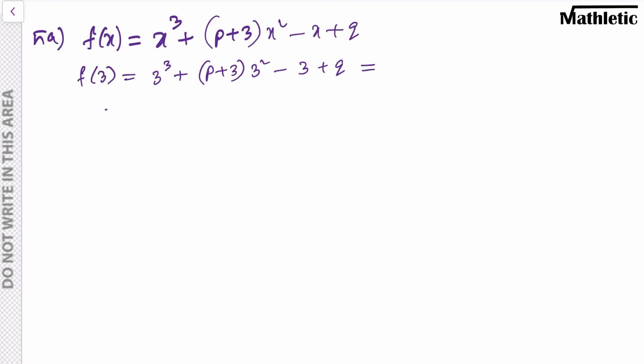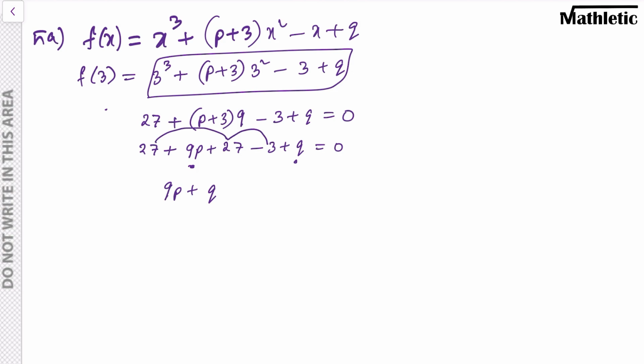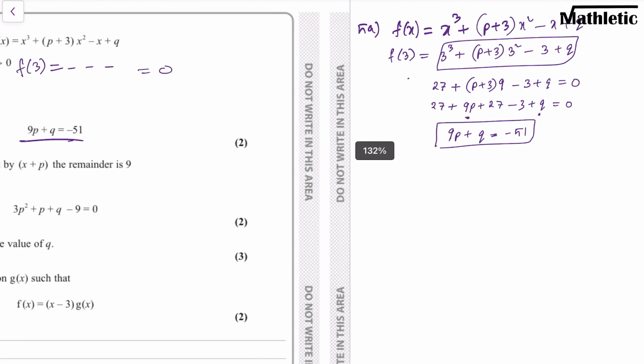And since it's a factor, the remainder should be 0, right? So this expression should be 0. Simplifying this will give us 27p plus 3, 3 squared is 9. This is 0 because the remainder equals 0 here. So we have 9p plus q, and 27 plus 27 minus 3 is actually 51. When you shift this to the right side, it's actually minus 51. So we are done with part A.